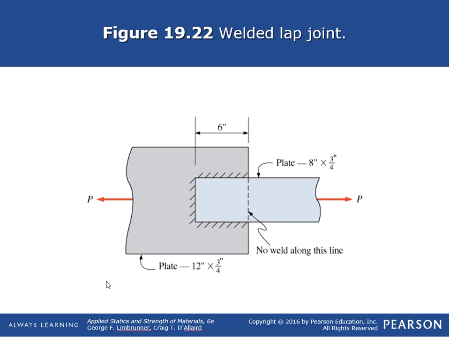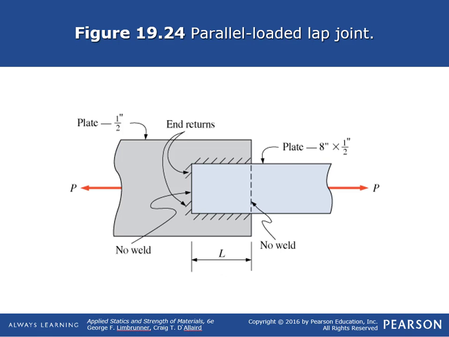And then see the examples. We're going to go through this one right here, and I'm pretty sure we're going to go through this one. And then this picture right here shows you what an end return is. So you're making this weld here, and then you're wrapping that continuously around from perpendicular to parallel to the load to perpendicular. So you're wrapping that around this end. So that's what an end return is. Okay, that concludes this for this chapter.